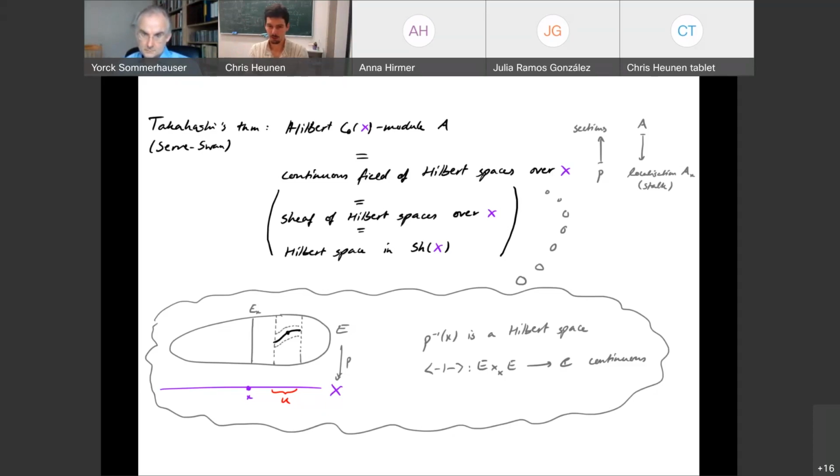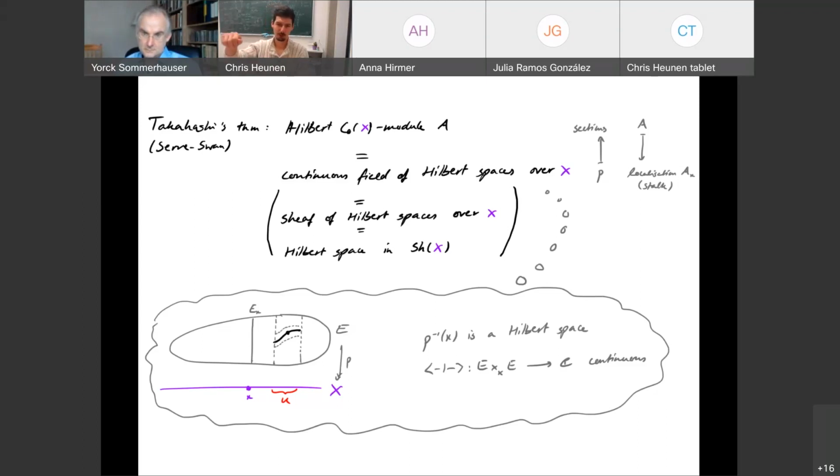And the idea of this theorem is, I was talking about continuous fields of Hilbert spaces, which is literally what's defined down there. That turns out to be the same thing as a sheaf of Hilbert spaces over X, or if you know about topos theory, a Hilbert space defined internally in the topos of sheaves over X.